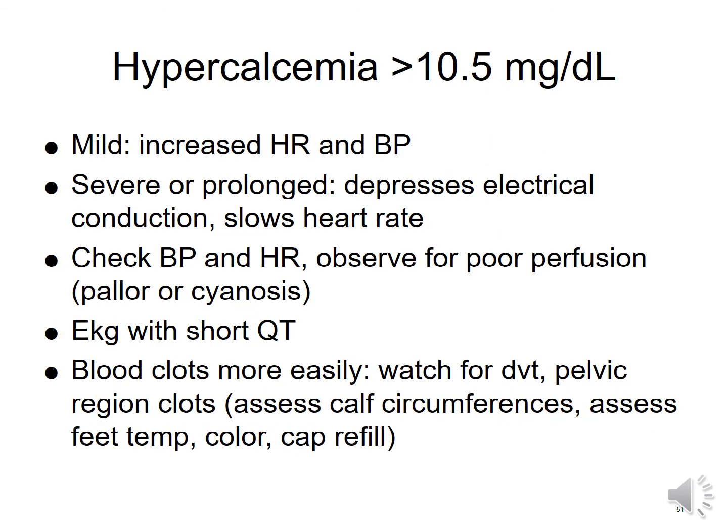Hypercalcemia is a calcium level greater than 10.5. Mild hypercalcemia can cause an increased heart rate and blood pressure. Severe, or maybe if you've just had it a really long time, you're going to see depressed electrical conduction, which means we're going to have a slow heart rate. So we need to check the blood pressure and heart rate and observe for poor perfusion, which would be pallor or cyanosis, right?